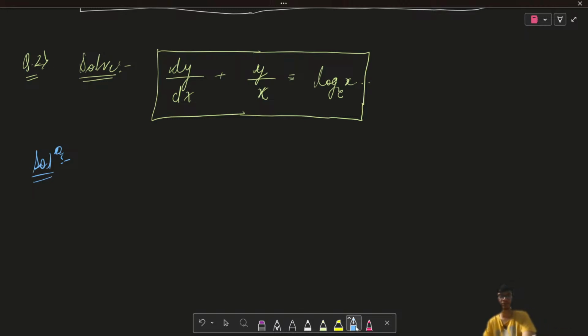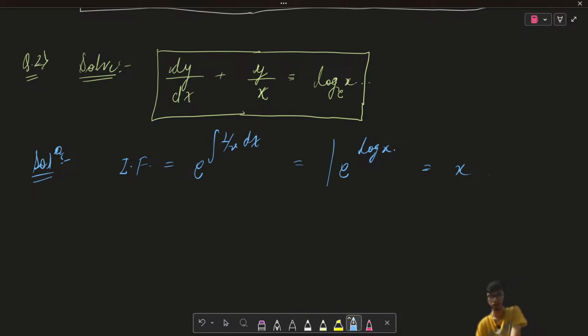So with this, let's try to see the solution. Again, it's a linear differential equation. If I try to find the integrating factor, it is e to the power integration of 1 upon x dx. So this is going to turn out as e to the power natural log of x, which is equal to x, right? By the base changing formula, I got x, right?